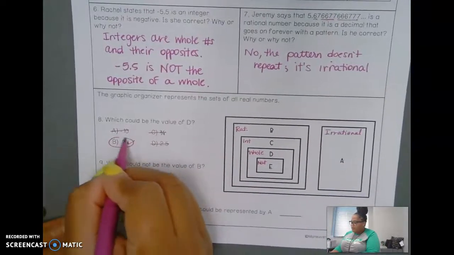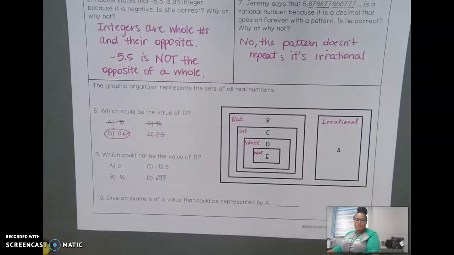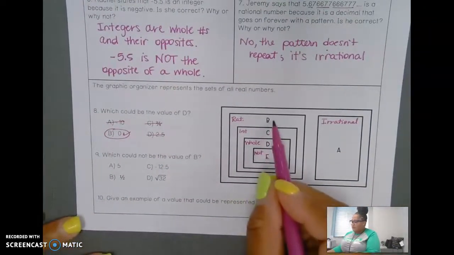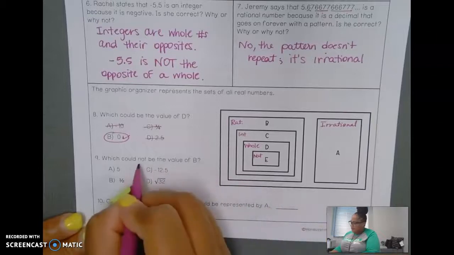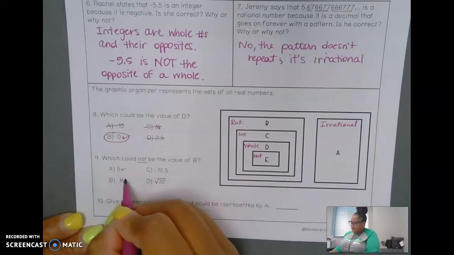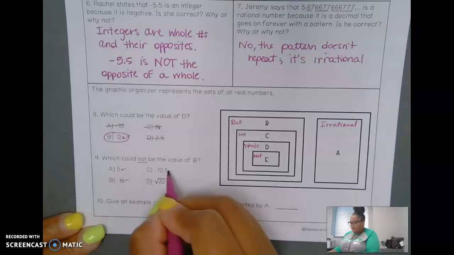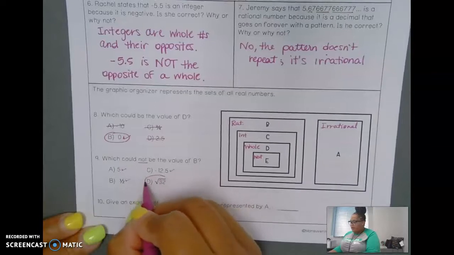So B would be my best answer here. Which could not be the value of B? So going to B, that's a rational number. The only thing I need to look out for is an imperfect square because it says not. 5 is a rational number. 1/2 is a rational number. Negative 12.5 is a rational number. Therefore, this guy would have to be it.